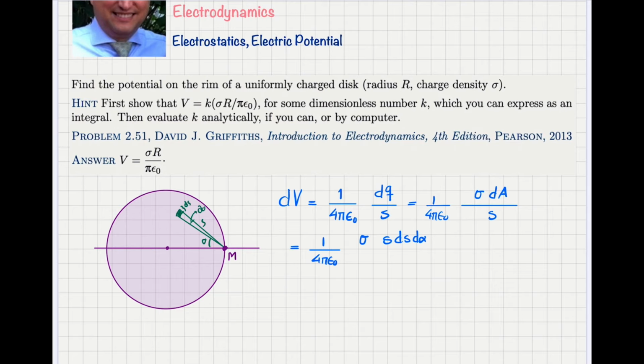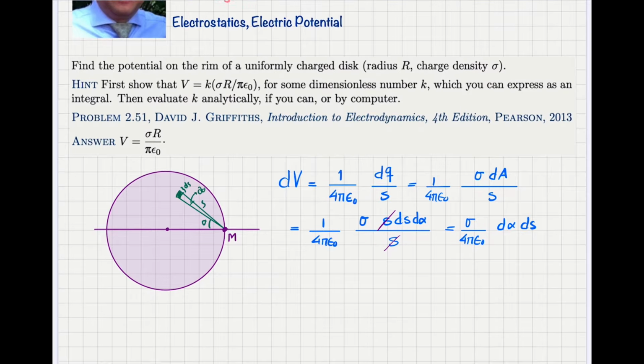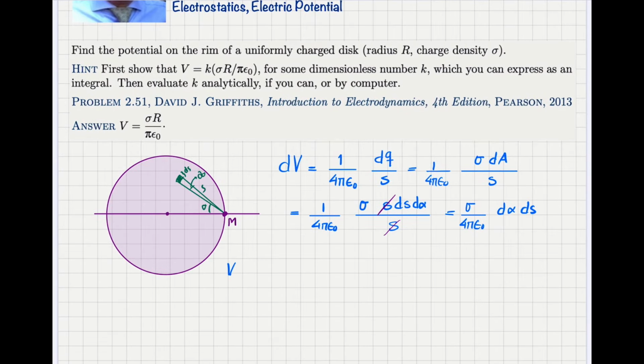Now you see what is the good point. The good point is that the denominator is s, and this s and that s are actually cancelled. So what is left for me is sigma over 4 pi epsilon 0, and then I have d alpha ds. Okay, now if I integrate, of course I have a double integral again, but this double integral turns out to be very simple.